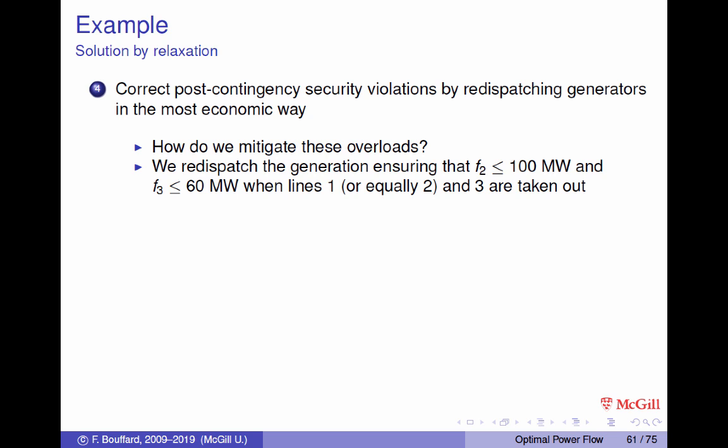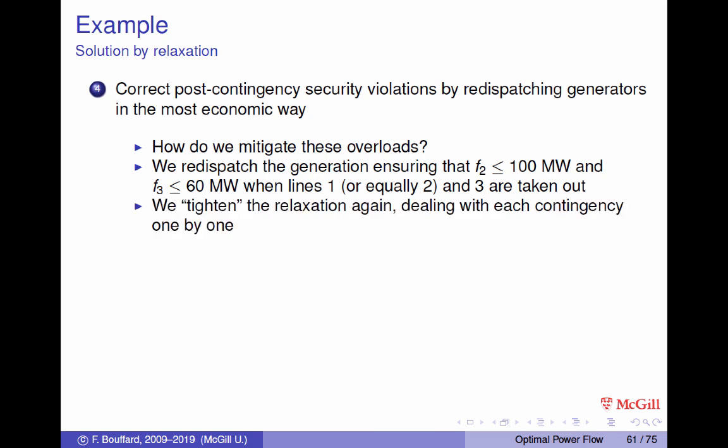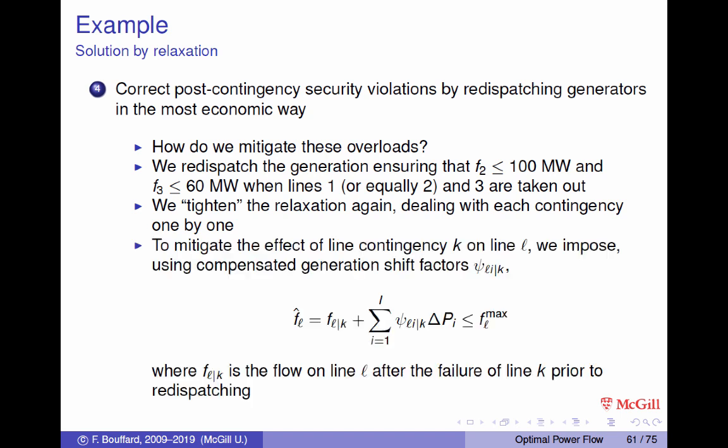Well, we're going to be redispatching the generation such that the flow on line 2 will be less than 100 megawatts, and the flow on line 3 will be less than 60 megawatts when lines either 1 or 2 and 3 are taken out individually, not together. So we're tightening the relaxation once more, and in this case, dealing with each contingency one by one. Why are we doing it one by one? Because what we'll see later is that sometimes correcting for one contingency will also correct for another one for free. In a sense, you don't need to do an extra bit of work to make it happen. It's going to happen on its own.